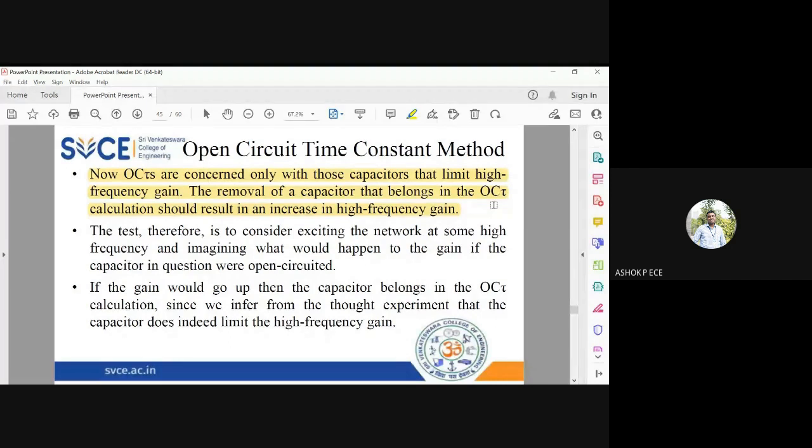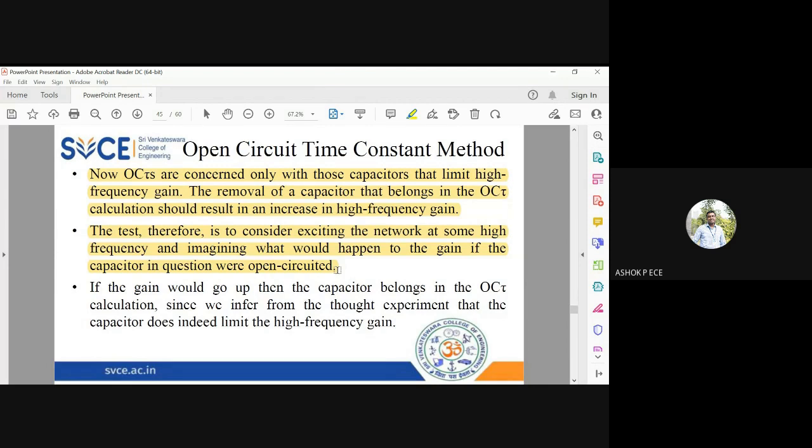So we excite the network at high frequency. When you excite at high frequency, what will happen to the gain if the capacitor is going to be open circuit? That's what we are doing, right? So for finding the effective time constant, we open circuit all the capacitances and we find out R_j0. R_j0 is going to be the effective resistance.